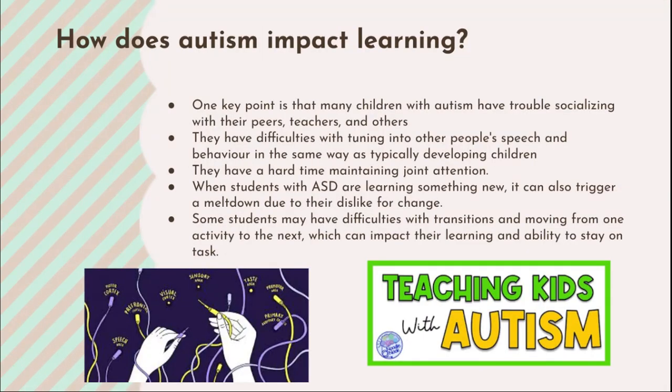How does autism impact learning? One key point is that many children with autism have trouble socializing with their peers, their teachers, and other people around them. They have difficulties tuning into other people's speech and behavior in the way that typically developing children would. They have a hard time maintaining joint attention.